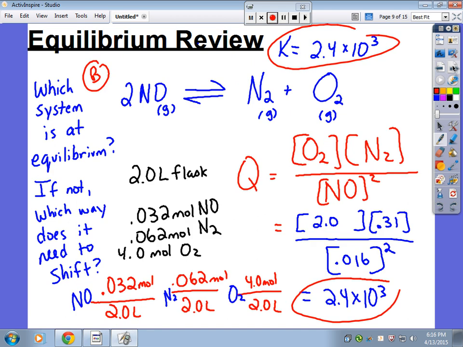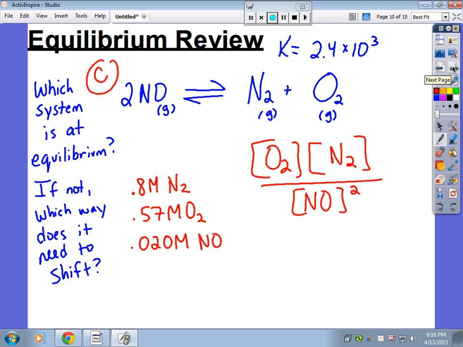And so I was answering right now, which system's at equilibrium? Well, B is. And does it need to shift? No. Why? Because it's at equilibrium. How do you know? Because your numbers match each other. Let's try C. Now, this is how you write your equilibrium expression, which we can call K, but in this case we're going to call Q, because we've got these certain molarities, and we're going to plug them in and see where we're at.